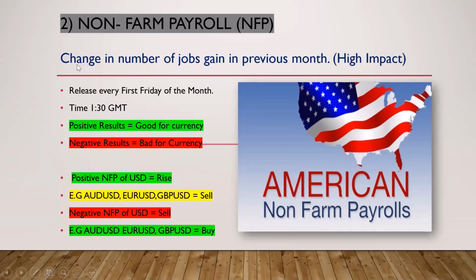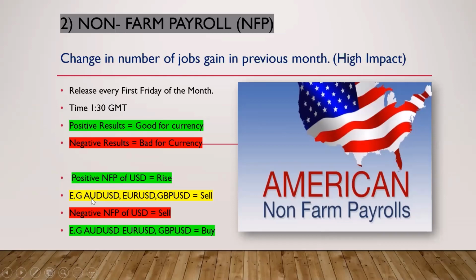Remember, non-farm payroll is a change in the number of jobs gained. So assuming this month more people gain jobs than last month, that is a positive result, and it will be good for the US dollar. If this month more people lose jobs, there's not much job gain, or the number of jobs gained decreases, that is bad news, and it's going to be bad for the US dollar. Now, positive non-farm payroll is good. It will make the dollar rise in strength.